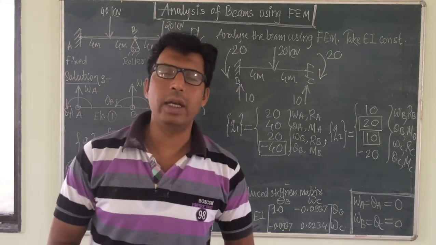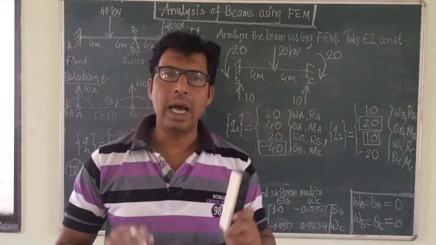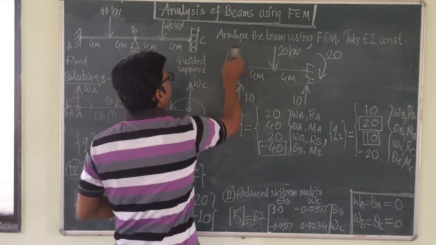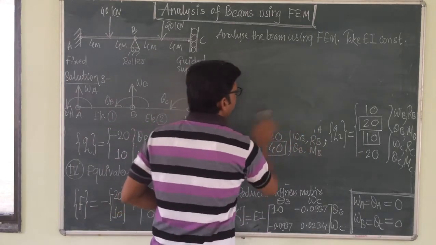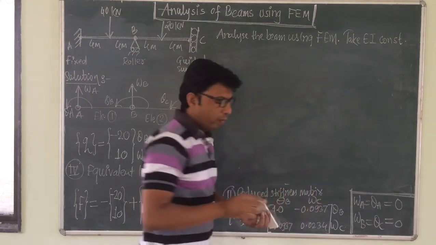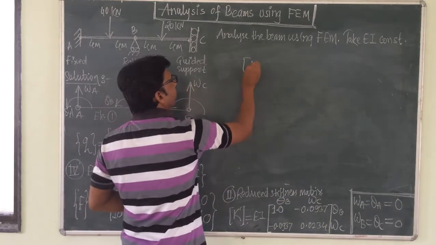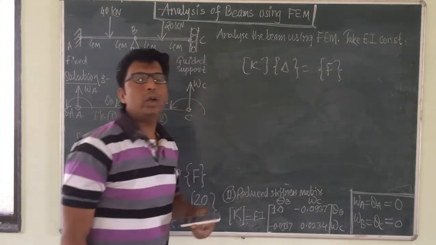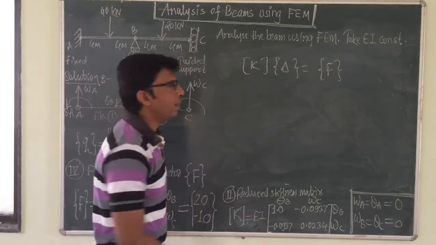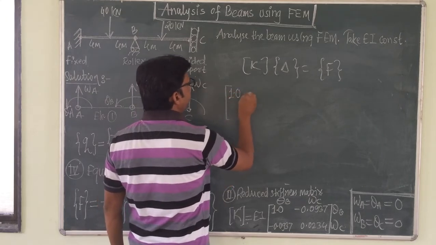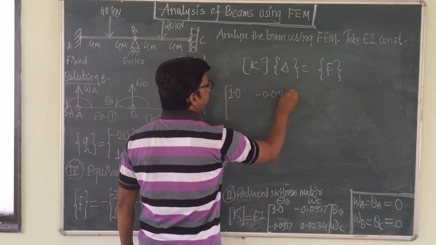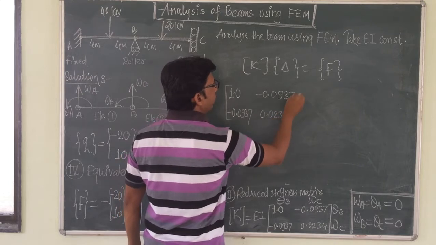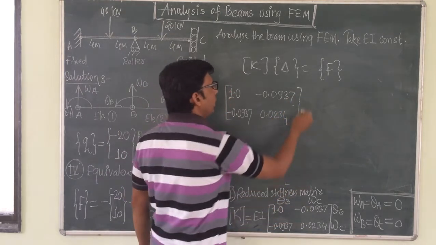Once you get the equivalent load vector, the last step to calculate the unknown displacements is to apply the equation of equilibrium, K into delta is equal to F. So the final equation of equilibrium: K into delta is equal to F. K is equal to this reduced stiffness matrix, 1 minus 0.0937, 0.0234. This is K into delta.